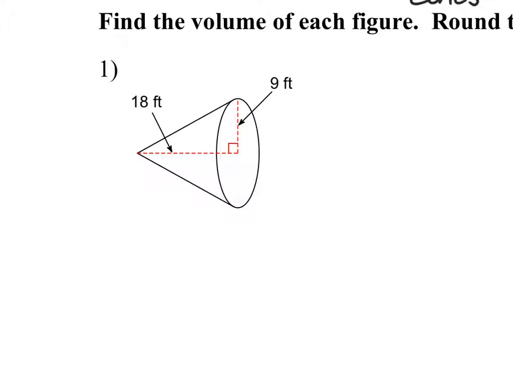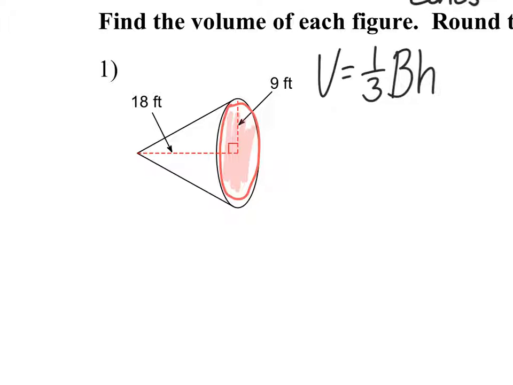So on this, our volume formula is going to be V equals 1/3 big B, which is area of the base, times the height. Our base is this circle down here. So I need to find the area of a circle. To find the area of a circle, I will do pi r squared. Then I will multiply it by the height of the figure. And this 1/3 just keeps coming along for the ride. So we'll do 1/3 times pi r squared times the height.